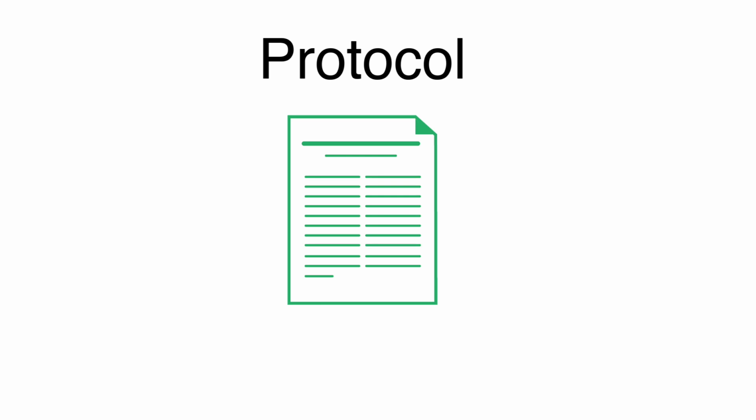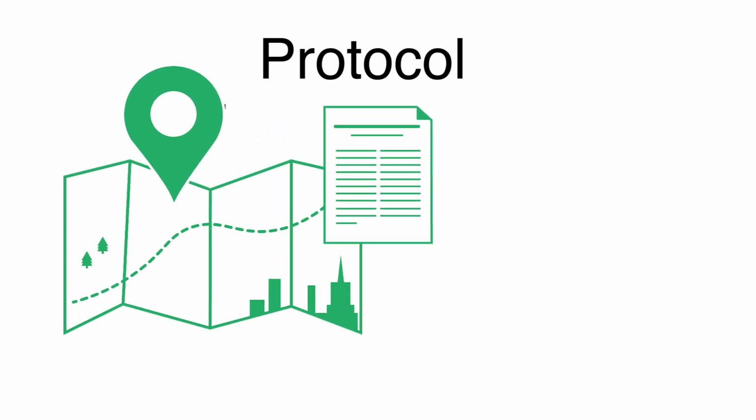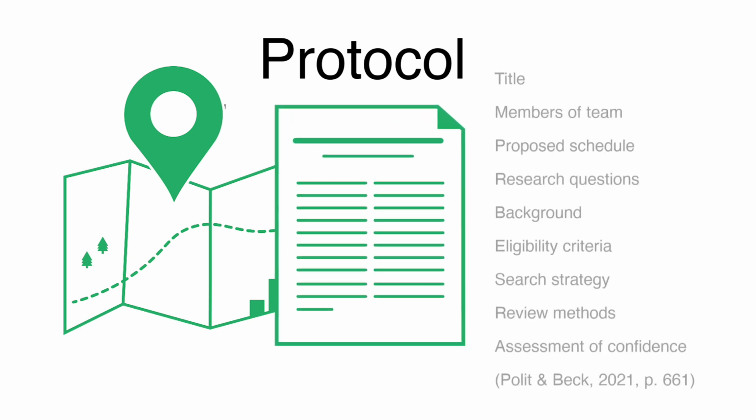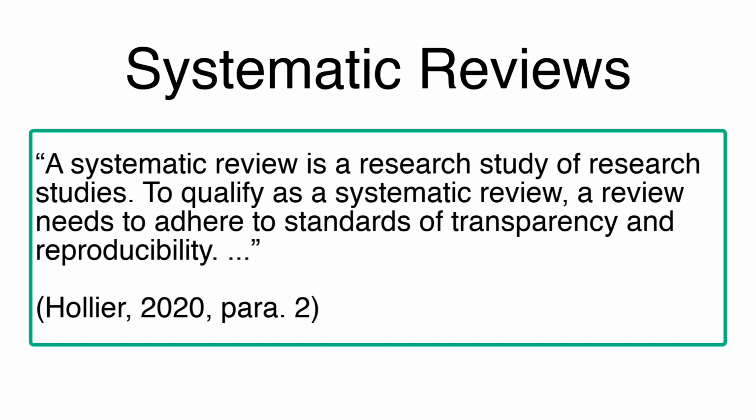The protocol is like a roadmap of explicit directions for a systematic review and is often published before a systematic review is carried out. The protocol includes the title of the review, members of the review team, proposed schedule, research questions, background for the review, eligibility criteria for studies in the review, search strategy, review methods, and assessment of confidence in the findings. To sum up, a systematic review is a research study of research studies. To qualify as a systematic review, a review needs to adhere to standards of transparency and reproducibility.